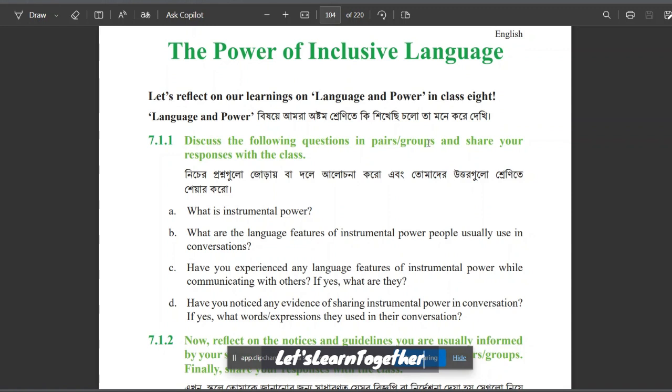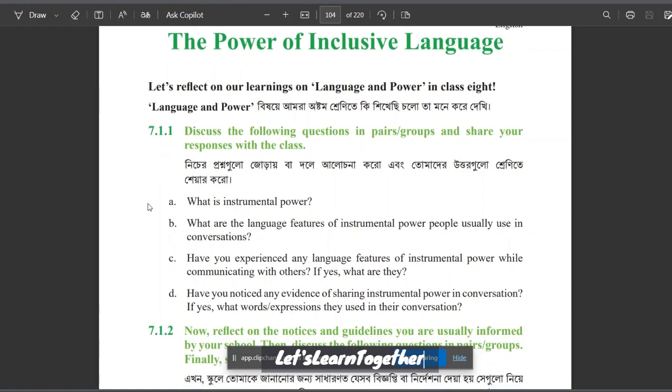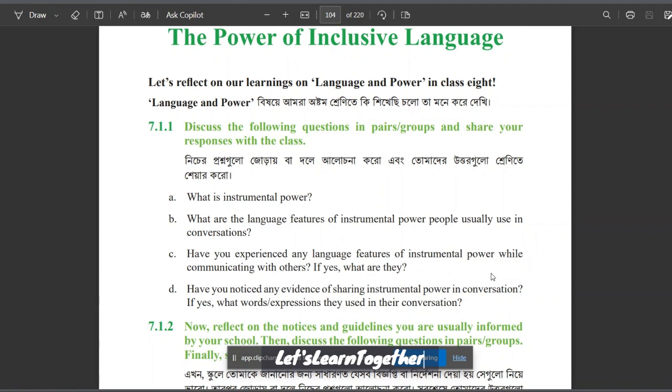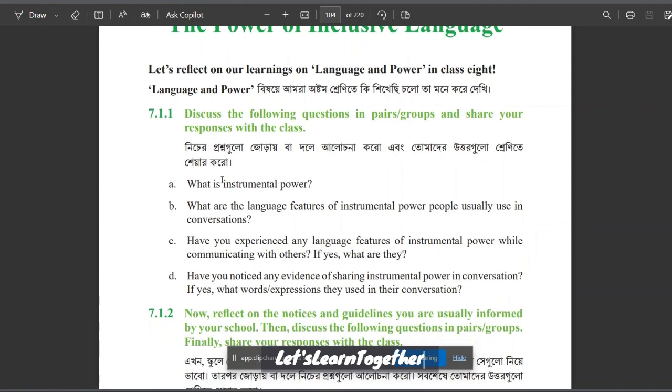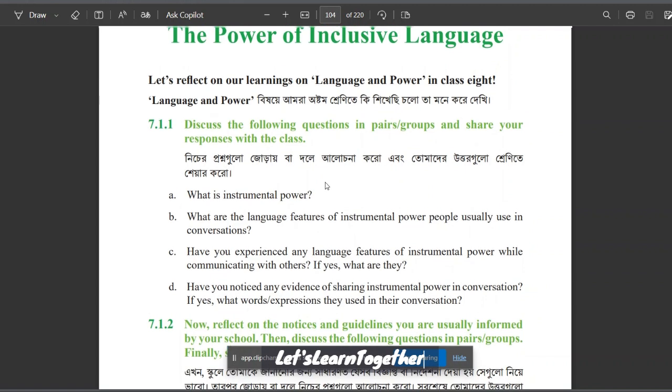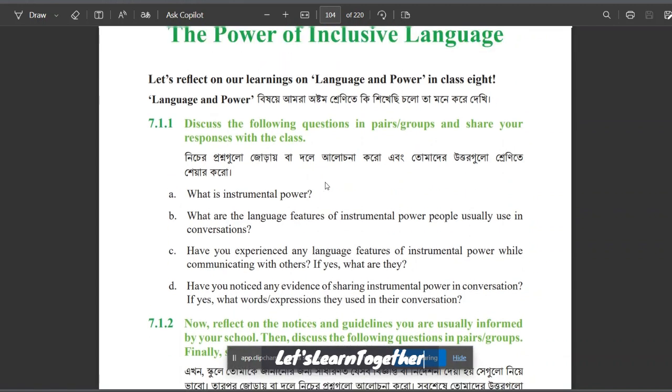Discuss the following questions in pairs or groups and share your responses with the class. Okay, so as you can see, some questions have been given here. So we are supposed to answer these questions and share our answers with the class. So this question is about instrumental power. What is instrumental power basically, and how is it related to inclusive language?